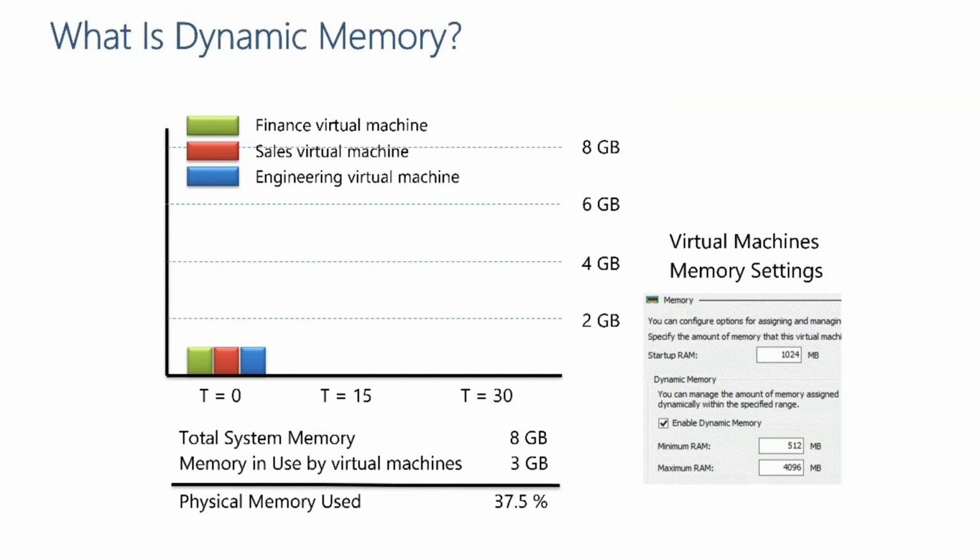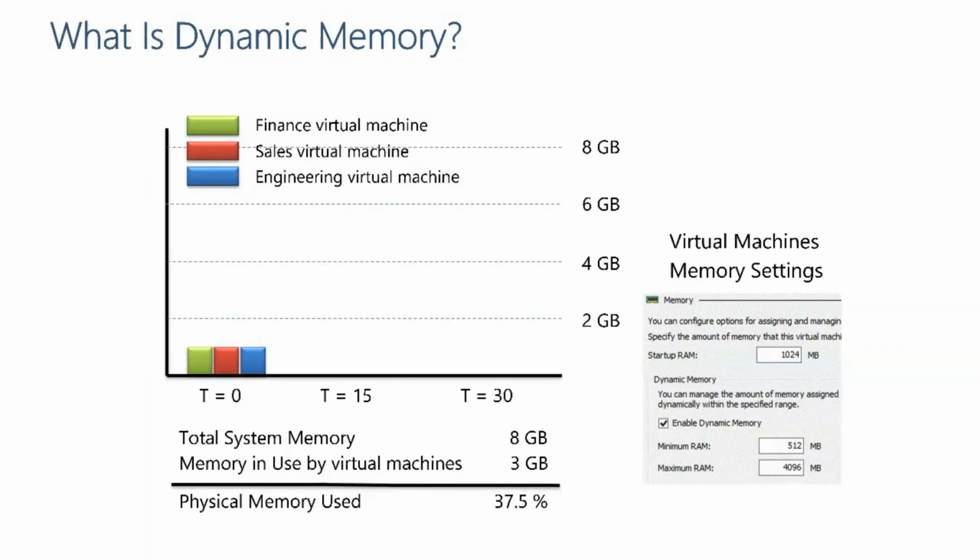If we have a look at this diagram, these are the configurations. We've got the startup RAM, which is 1 gig, the minimum RAM is 512, and the maximum RAM is 4 gig. We're talking about physical memory now, okay? These are three virtual machines. This is time equals 0, 15 minutes, 30 minutes. And the whole system, the host, has 8 gigs of RAM.